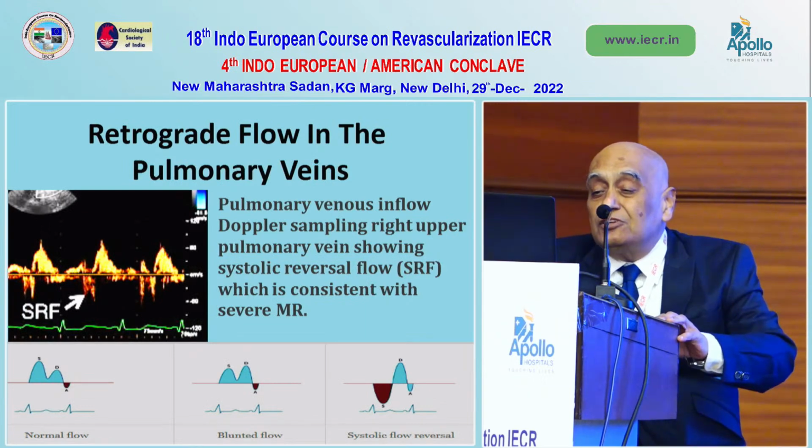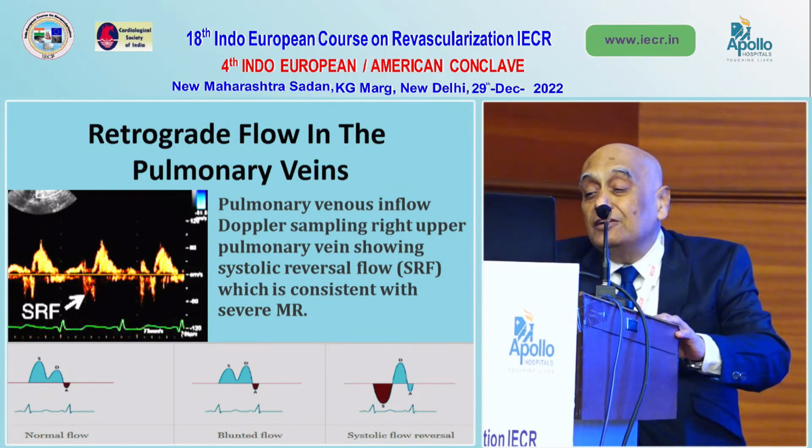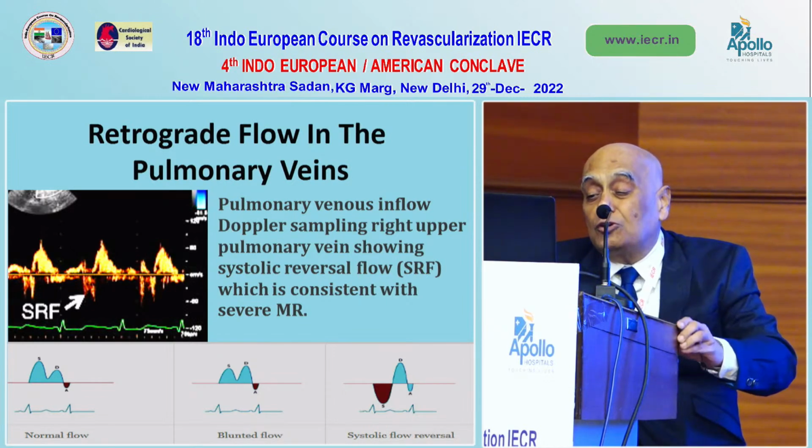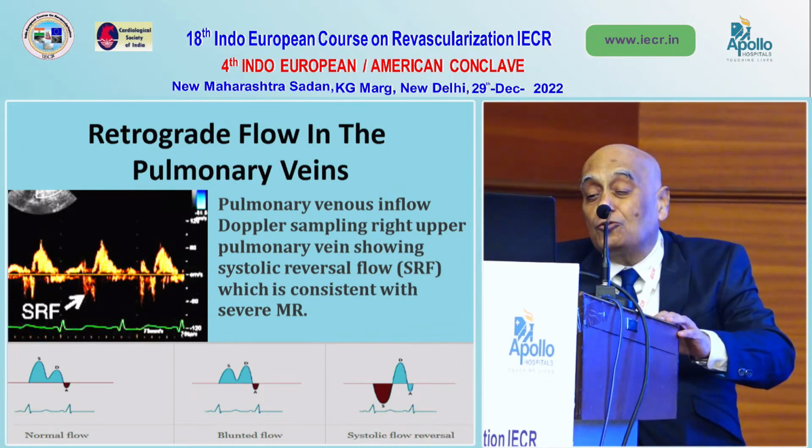Now there's another method you can use, which is to see the flow in the pulmonary veins. It may not be possible all the time to see this pulmonary venous flow on transthoracic echo, and may require transesophageal echo. But whatever the method used, if you can see the flows.